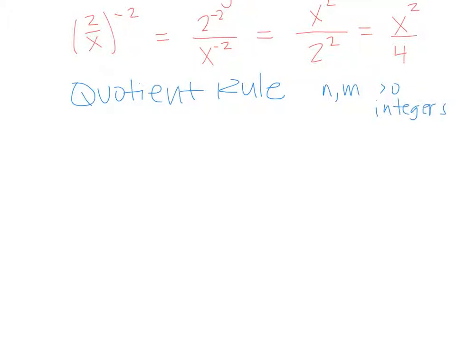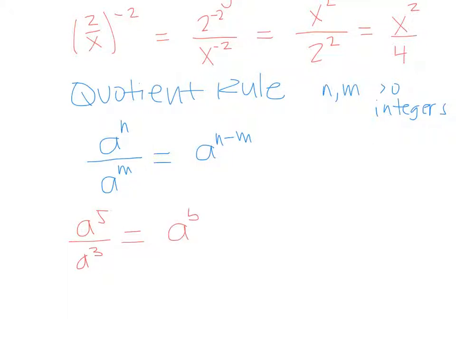So the rule says if we've got the base a to the exponent n over that same base to the exponent m, we can write that as that base a just showing up one time if we take n and subtract m as the exponent. So we subtract the denominator exponent from the numerator exponent. So for example, if we've got a to the 5th over a cubed, we can write that as a to the 5 minus 3. So we end up with a squared.